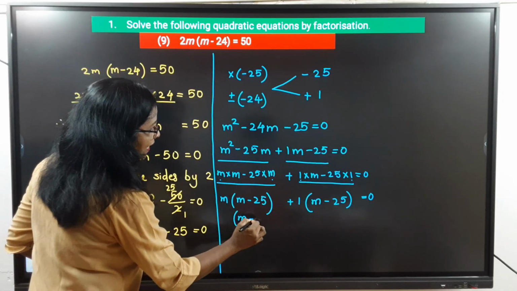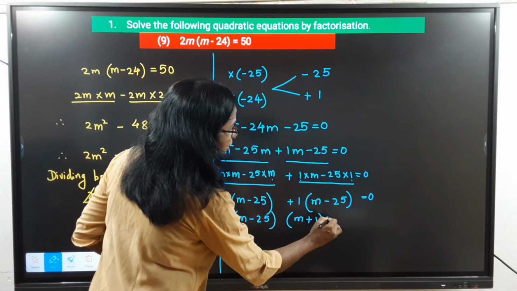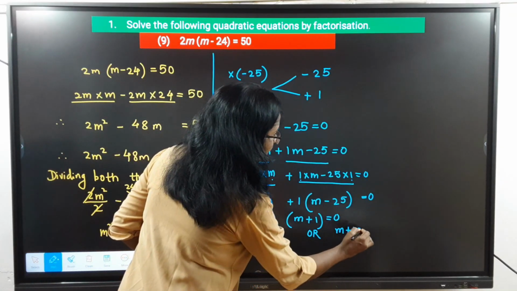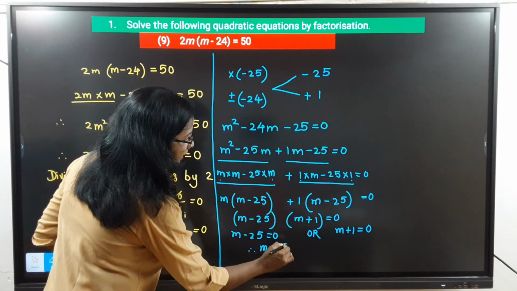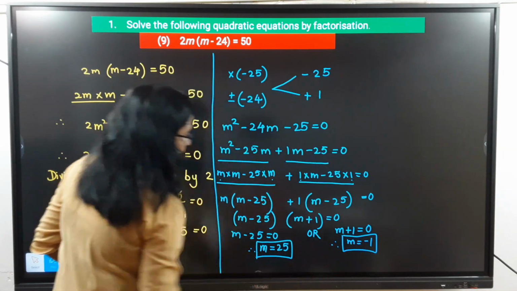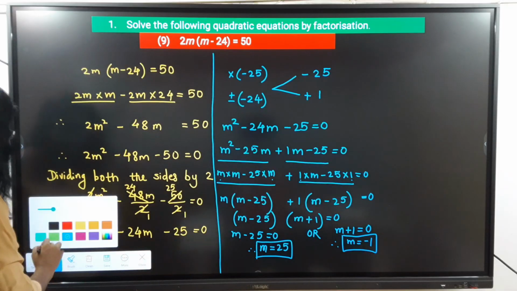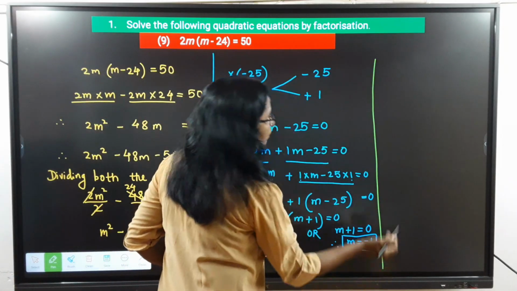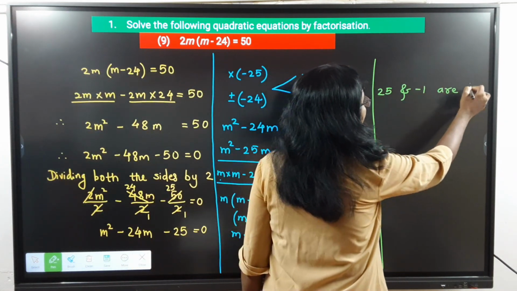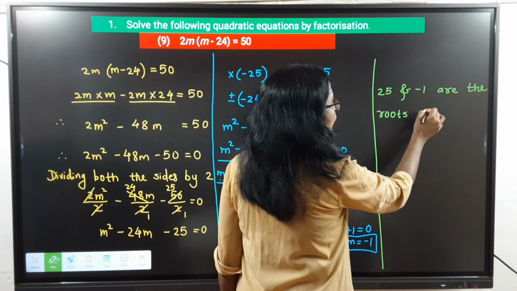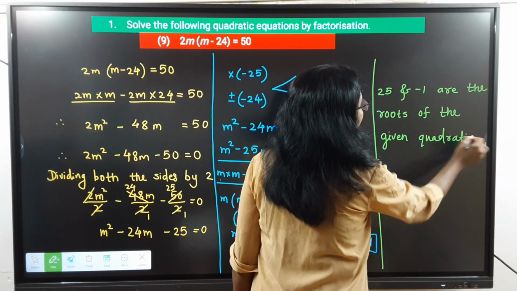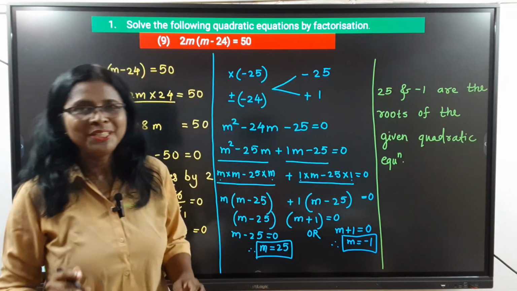So now in the first bracket we write n minus 25. In the second bracket we write n plus 1 is equal to 0. Therefore n minus 25 is equal to 0, or we say n plus 1 is equal to 0. Therefore n is equal to 25, and here n is equal to minus 1. So finally we can say, students, that 25 and minus 1 are the roots of the given quadratic equation. So this is the final answer.